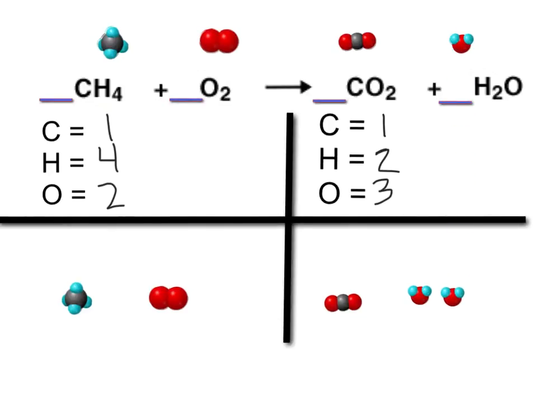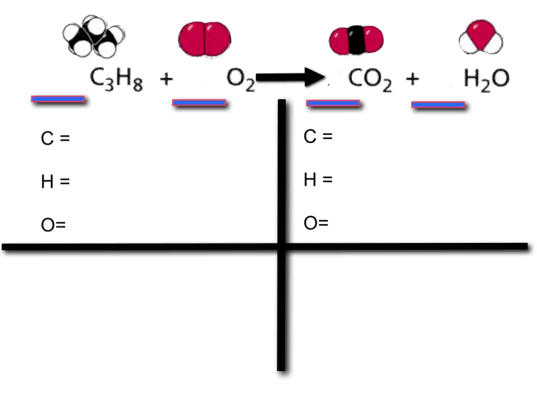So now we recount and we have now 4 oxygens and we have 4 hydrogens. So now our hydrogens are even, but our oxygens are not. It's a pretty simple fix though. We just pull down one O2 and now we have 4 oxygens and everything is even.